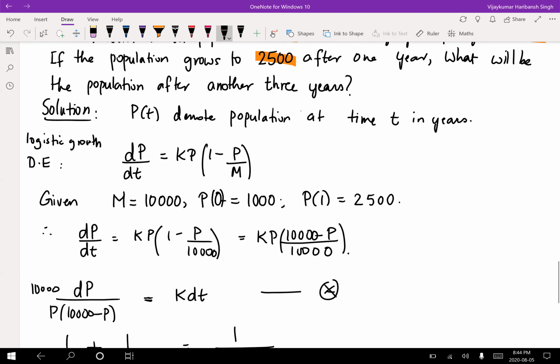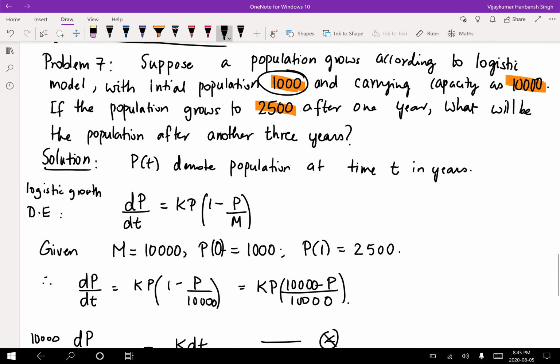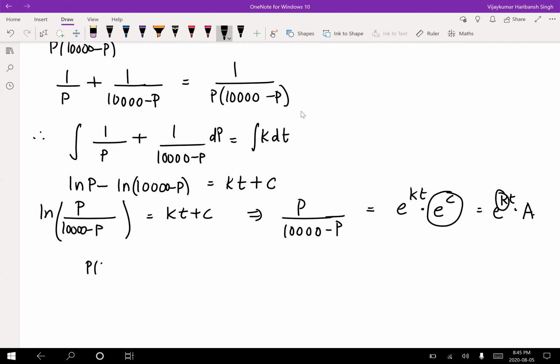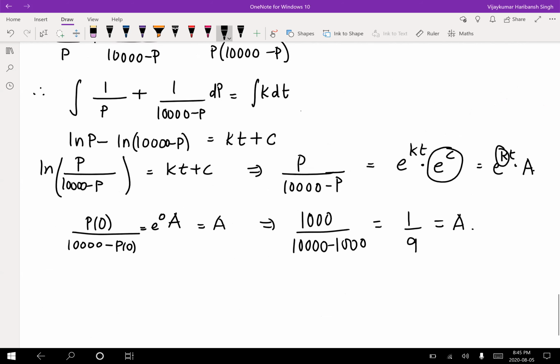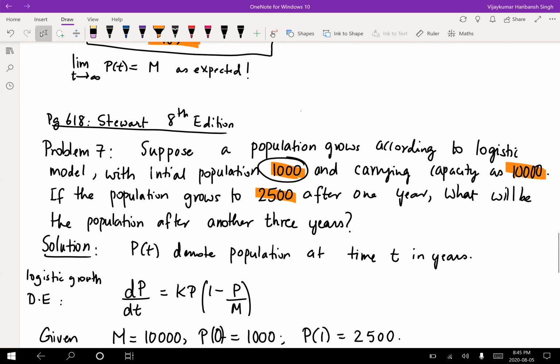For that, extra pieces of information must be given to you. So what is given? P of 0 is 1000. So P of 0 upon 10,000 minus P of 0 equals A times e to the power 0, which is A. Now this implies 1000 divided by 10,000 minus 1000, which is 1 over 9, equals A. So put that back in the equation. So we get P upon 10,000 minus P equals e to the power kt times 1 over 9. This is your A.